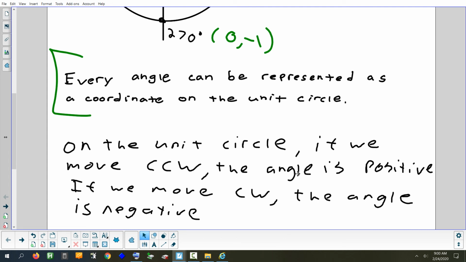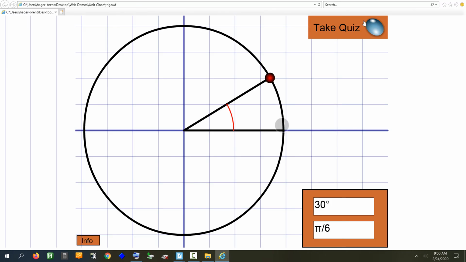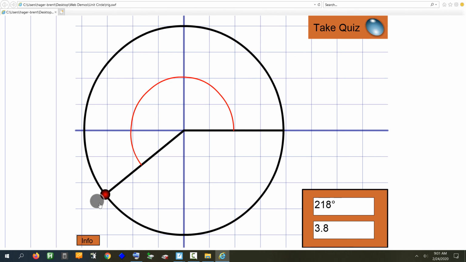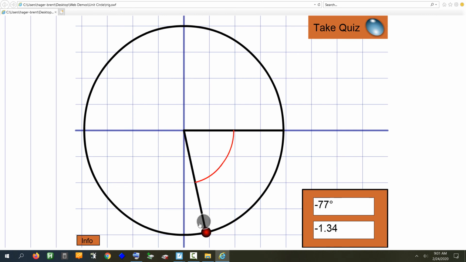All right, so just to kind of show you guys how that works, I'm going to bring up the same program I used last week when I showed you how to convert between degrees and radians. All right. So this program doesn't give you the coordinate. Right? All it does is tell you how many degrees or radians you've gone around the circle. But I'm just trying to show you that if you go counterclockwise, you get a positive angle. If you were to go clockwise, like that, now you've got a negative.